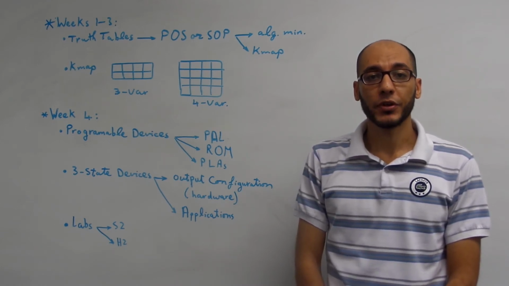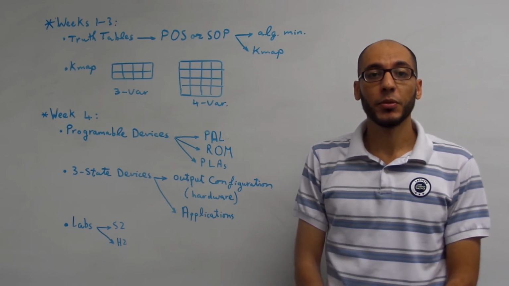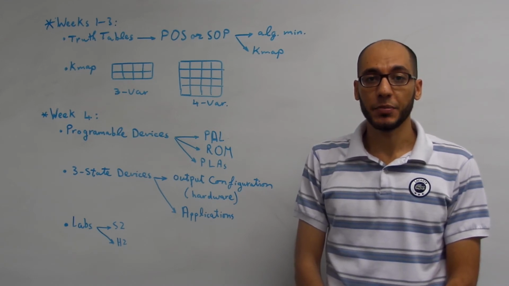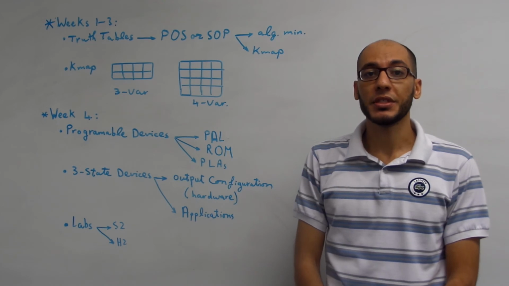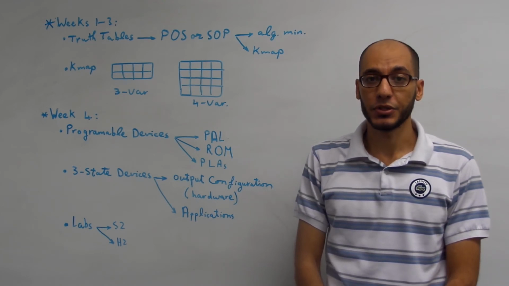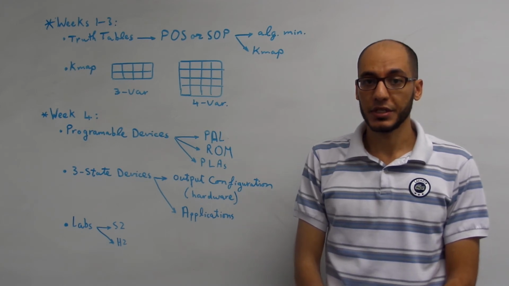However, the output configuration video covers the topic of 3-state buffers from an implementation point of view. It tells you how we could implement these 3-state buffers in the circuit in the lab. The other video, applications, tells you what we use these 3-state buffers for, and what applications use them.